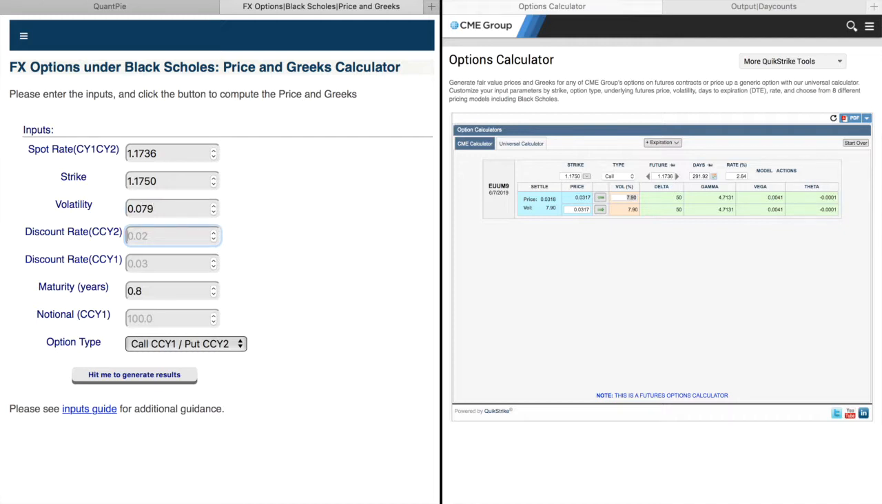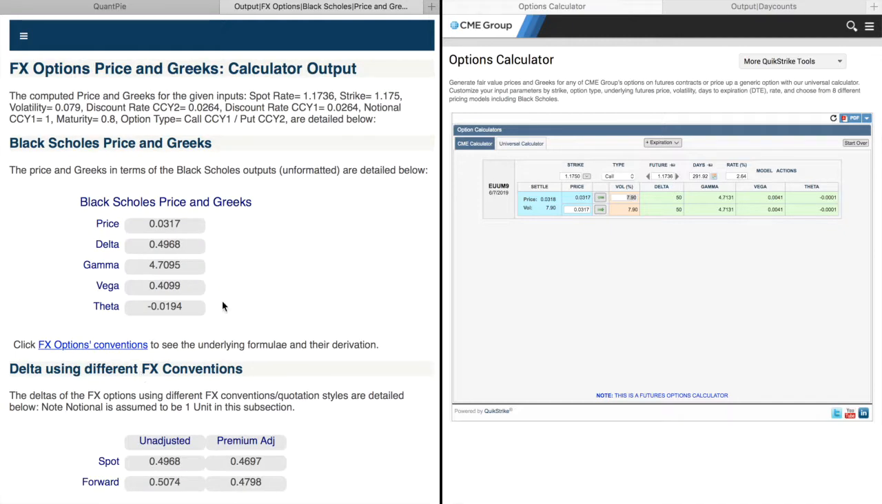The 2.64% is the USD interest rate. Recall that we need to set both currencies' interest rates to the USD rate here. This is because the CME options are options on futures, not spot, and we should be using Black's formula. We are ready to hit the button now. Here you go. The results are very similar.